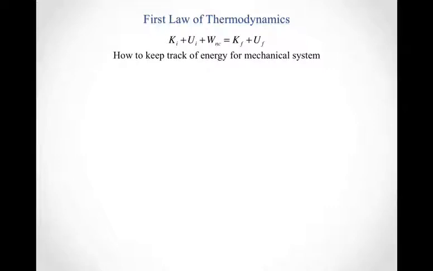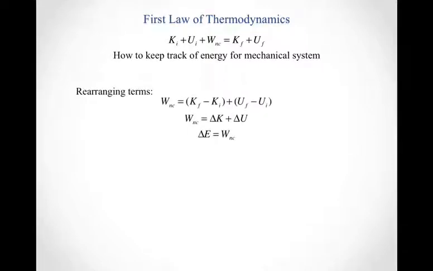So as we've talked about previously, our conservation of energy or energy balance equation is the fundamental way that we keep track of energy for a mechanical system. Well, I can rearrange the terms here. And so if I take these two initial energy terms over to the other side of the equation, then what I'm going to have is the work done by non-conservative forces is equal to final minus initial kinetic energy plus final minus initial potential energy.